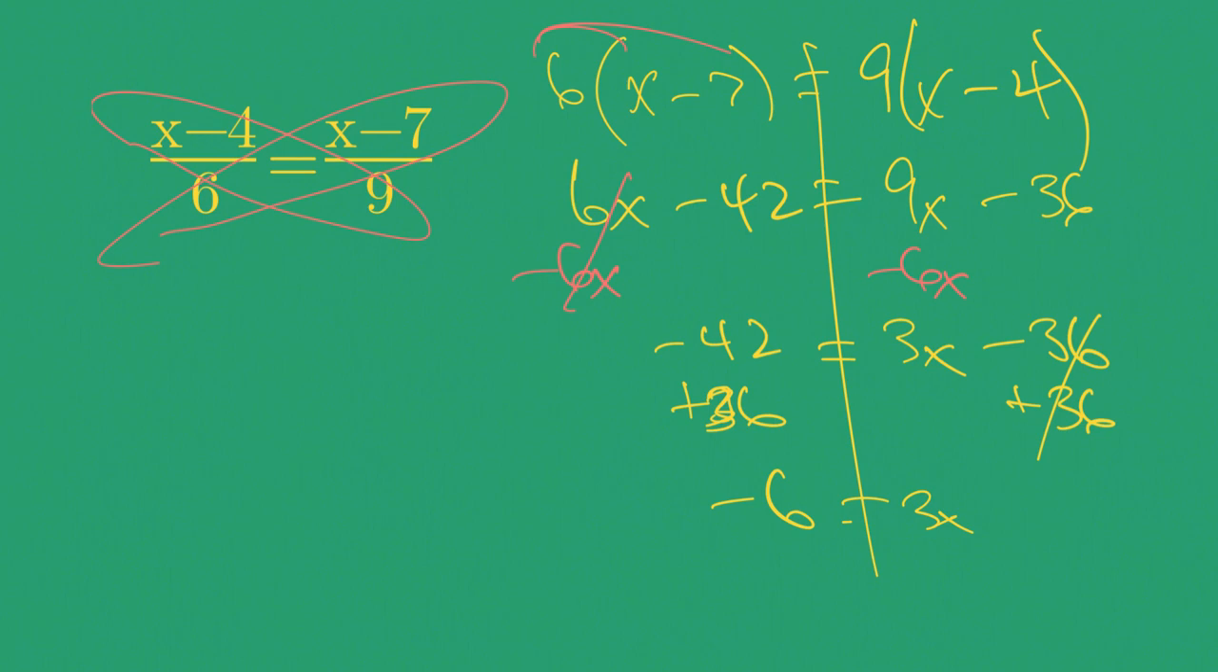And solving step? What's the last step? By 3. What is negative 6 divided by positive 3? Good. Negative 2. I like it when we get nice integer answers.